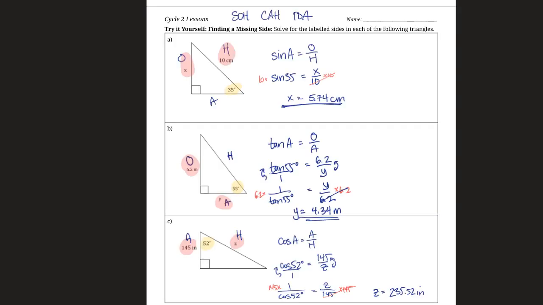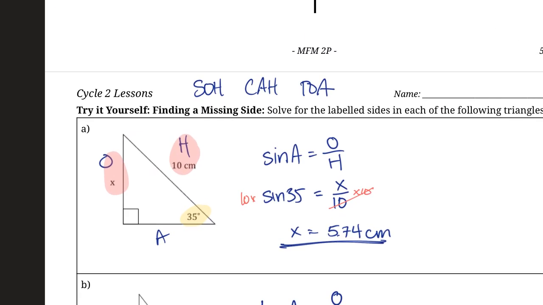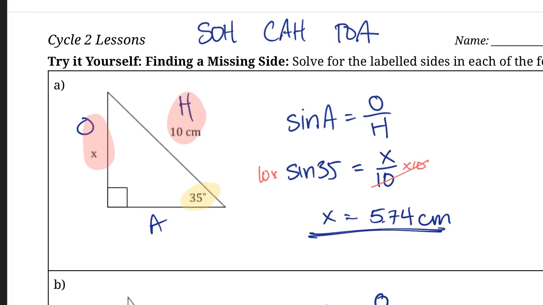And there are the 3 solutions. Notice how I wrote down SOHCAHTOA at the top of my page again, just to help me remember which one's which. For the first question, just to go over them all very quickly, notice how it was the opposite and the hypotenuse I was concerned with. So that means I need to use sine, because that one has opposite and hypotenuse. So I plugged in the values, and when I solved, I got 5.74 centimeters.